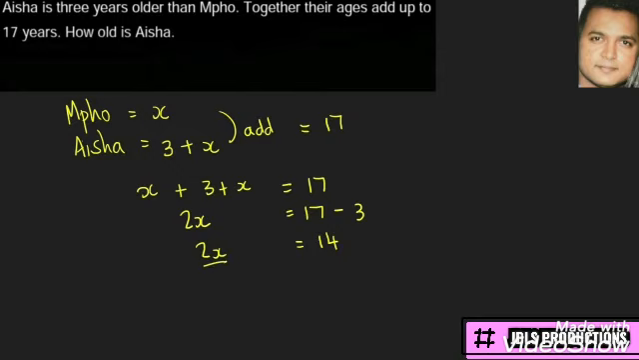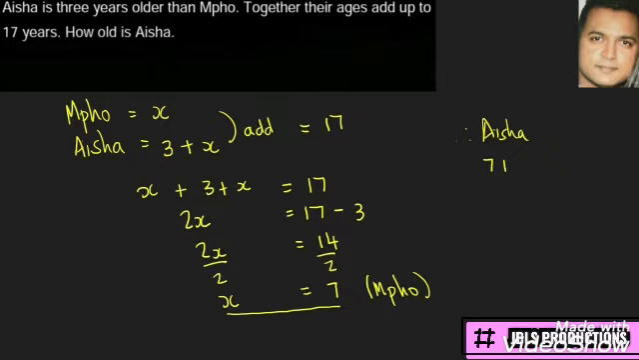And get rid of the 2 in front. So x is equal to 7. Now remember that x is equal to 7. But who did we call x? We called Mpo x. Now remember, this is Mpo's age. So therefore Aisha is 7 plus 3 equals 10.